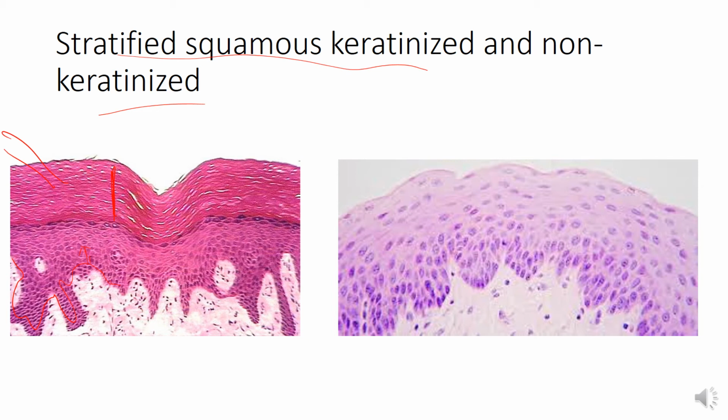Now this is the stratified squamous non-keratinized epithelium, and you can see the presence of nuclei in the surface cells also. Again, the basal cells are cuboidal. We can identify the cells from the shape of the nuclei. You can see the nuclei of the basal cells are large and spherical, that is the cuboidal epithelium, and as we go up, the nucleus changes its shape and becomes flattened in the squamous cells. So surface cells are squamous cells and they have nuclei.